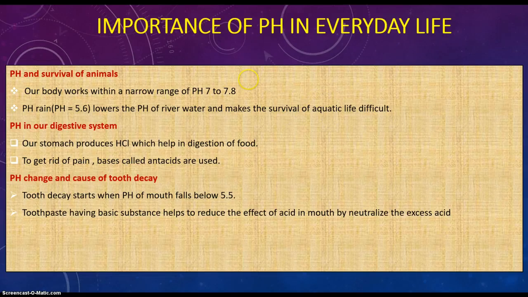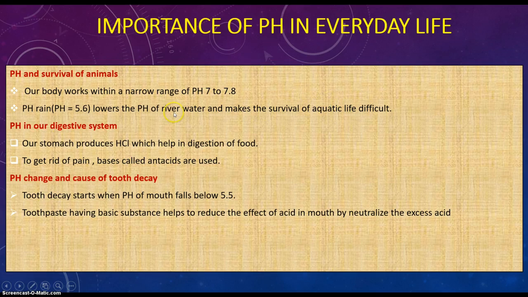They can survive only in a particular range of pH of river water. But if river water is mixed with acid rain, then the pH of that river water would fall down, and the survival of aquatic animals in that environment would be very difficult.